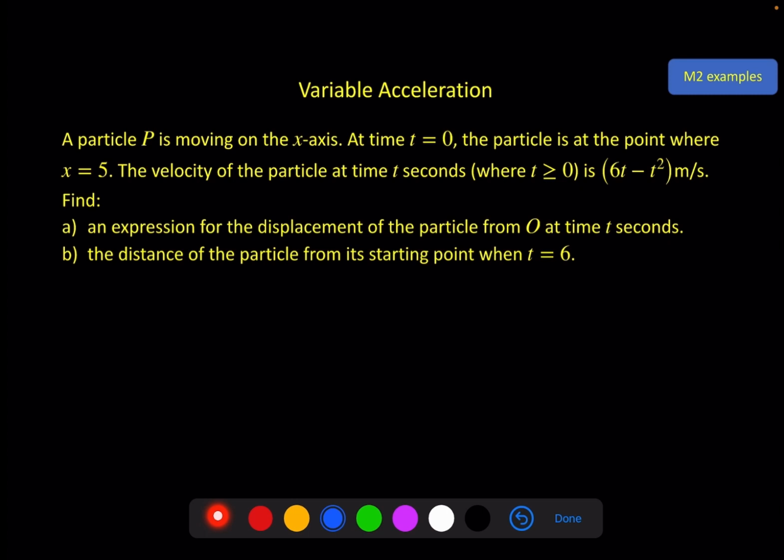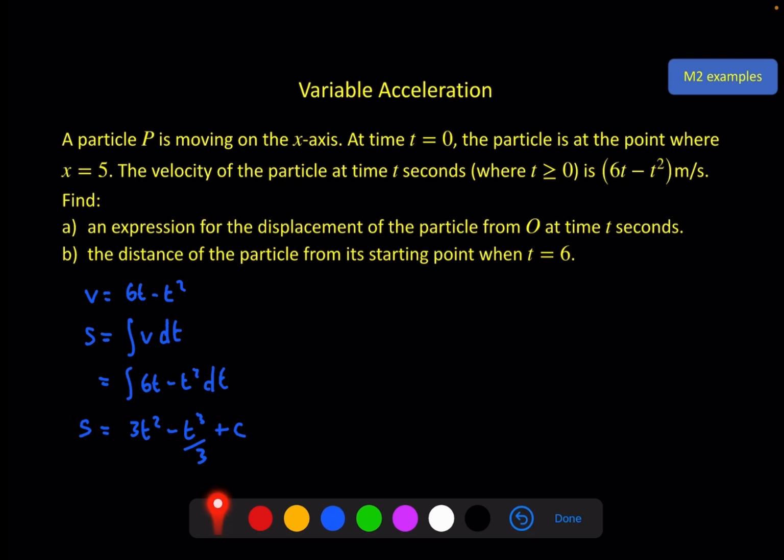So we've got an expression for v given in the question. V is 6t minus t squared, and we want an expression for the displacement, which we now know is the integral of the velocity with respect to time. That gives us the integral of 6t minus t squared, which is 3t squared minus t cubed over 3 plus our constant of integration.